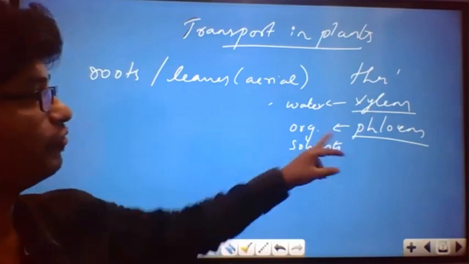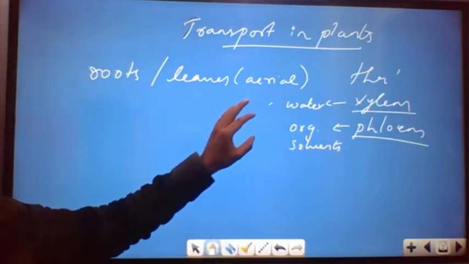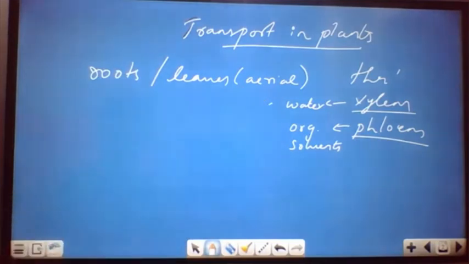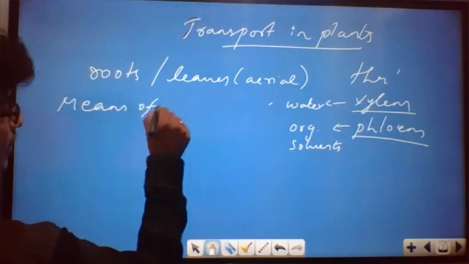Okay. Phloem transfers the organic solutes, like the minerals, but in xylem only water gets transferred. Fine. Now we move on to the means of transport. Guys, we're not going into depth in this chapter. I'm just giving only the outline.